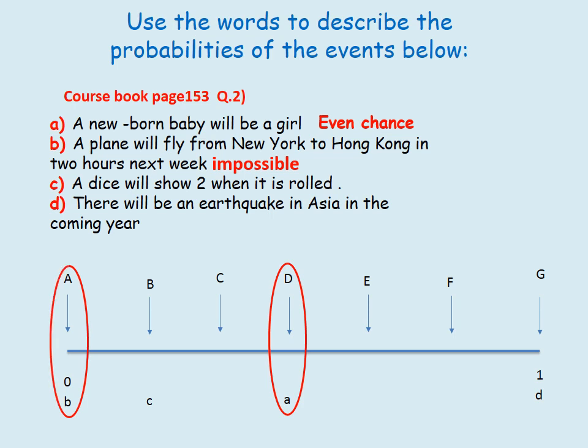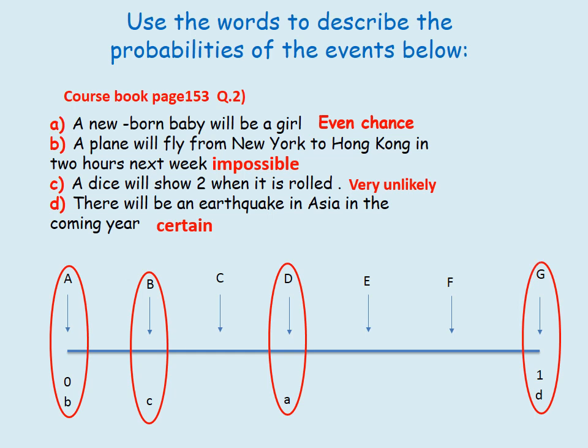C. A dice will show 2 when it's rolled. In a dice we have 6 numbers, right? So 2, it's 1 number out of how many numbers? 6 numbers. So 1 out of 6. So what do you think? Yes, it's very unlikely. There will be an earthquake in Asia in the coming year. What do you think? Yes, it's certain. So it's G.